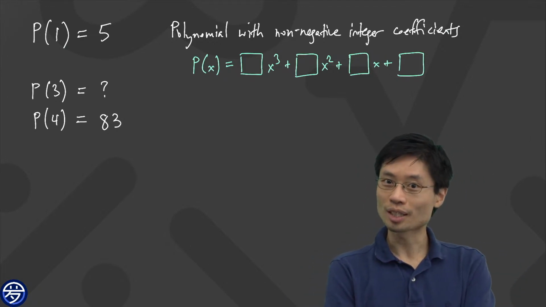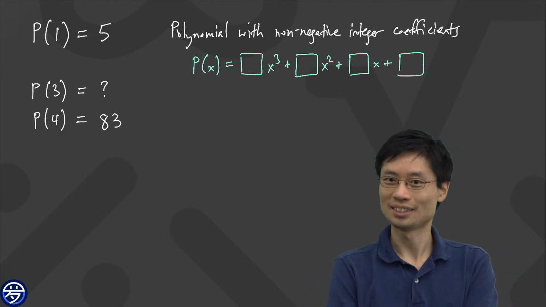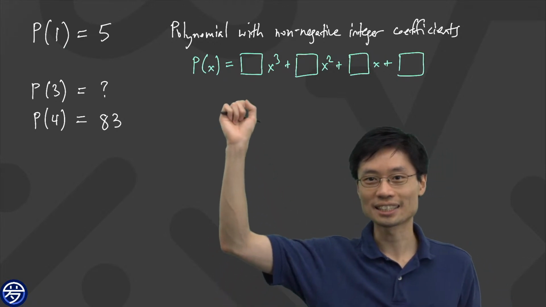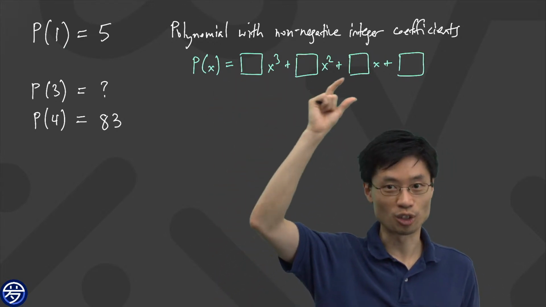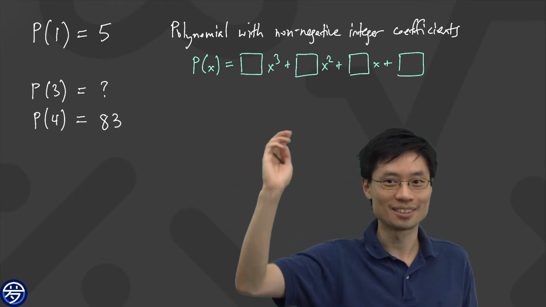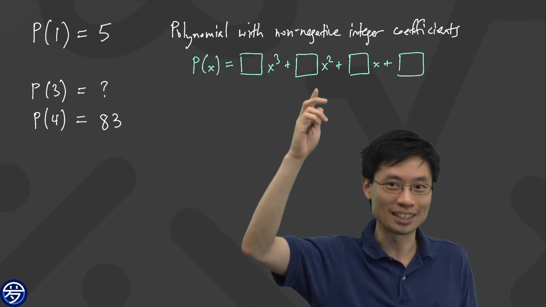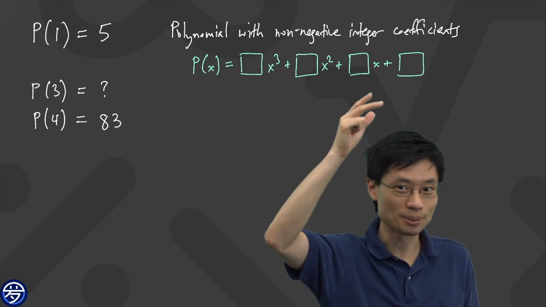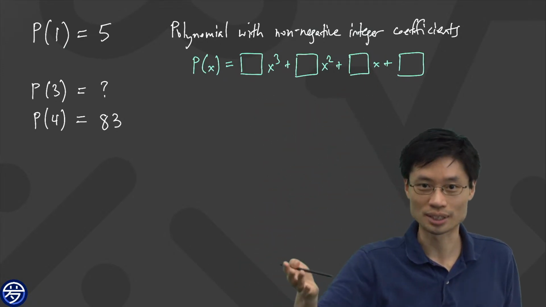Okay, I also know that P of 1 is 5. Why is that useful? If you plug 1 in for x, that's just the sum of these 4 boxes, right? If I plug in 1, then I get box times 1, that's box, plus box times 1, that's another box, plus box times 1, still a box, plus box. Of course, that's a box.